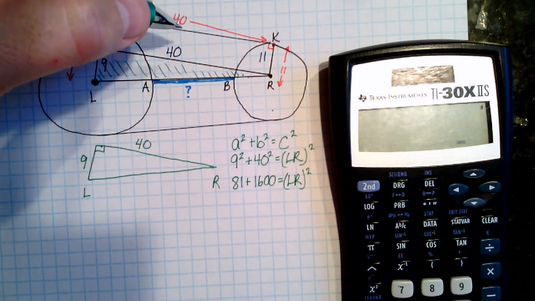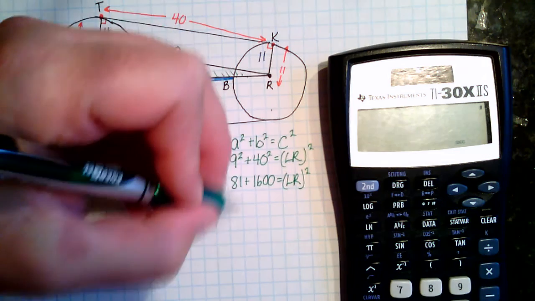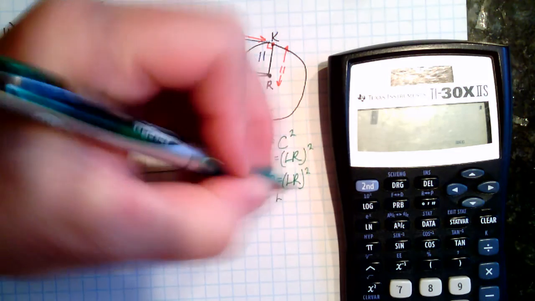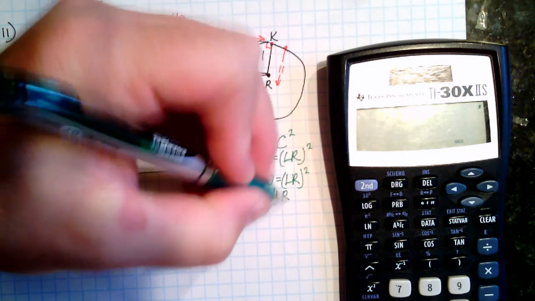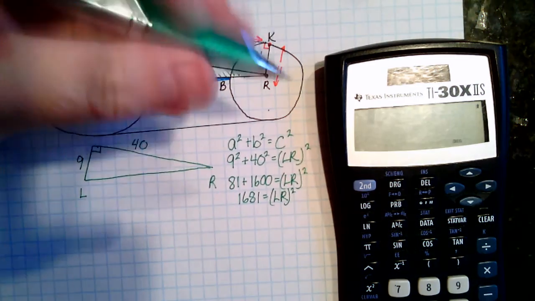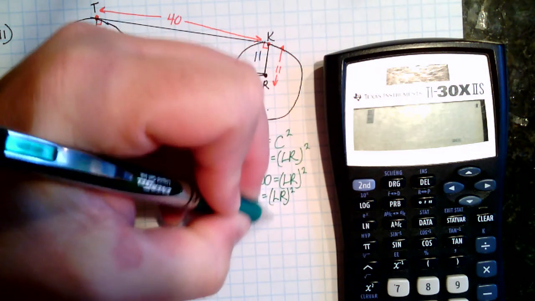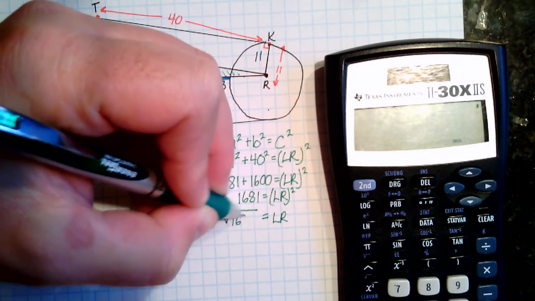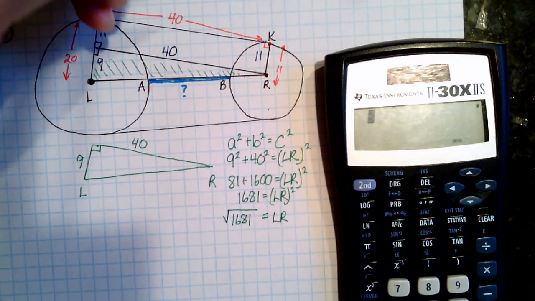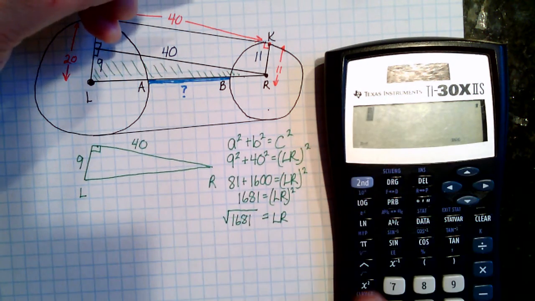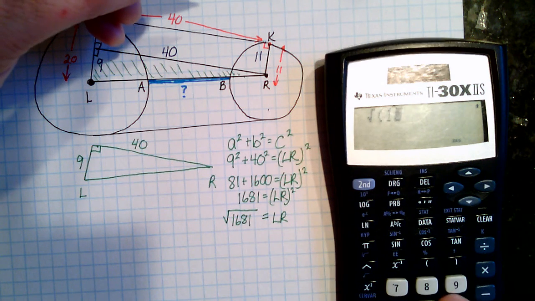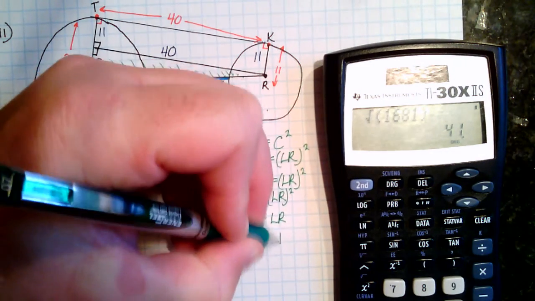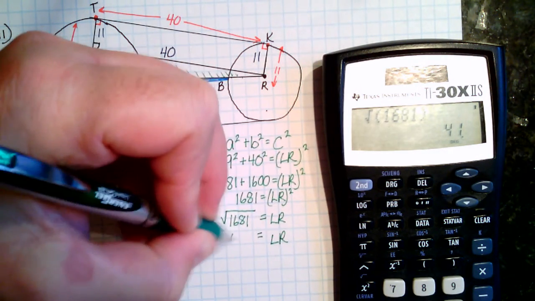And then you have 1681 is equal to LR squared. So the distance from L to R is the square root of 1681. And then you can punch that in your calculator. Square root of 1681, LR equals 41.